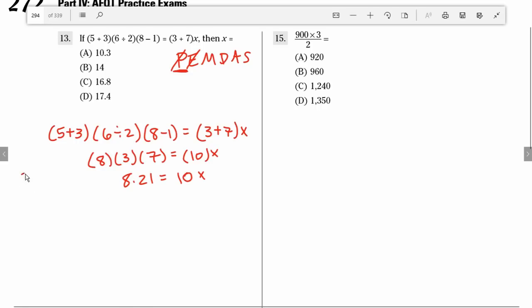Okay, 8 times 21. Let's see what that gets us. 8 times 1 is 8. 8 times 2 is 16. 168 equals 10x. To get x by itself, we divide both sides by 10. Okay, and again, earlier I mentioned whenever you multiply something by 10, you move the decimal place to the right. Now we're dividing by 10, we move the decimal to the left, so this is going to be 16.8.